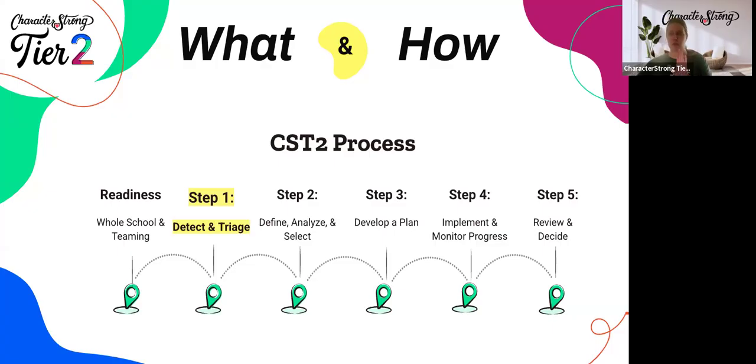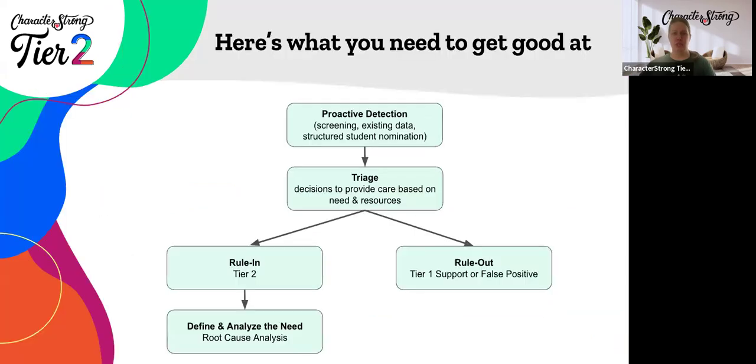So I'm really going to urge you to not skip over preparing your system and engaging in that readiness. Again, if you have more questions as we're going today about readiness or teaming, please let me know, put it in the chat, or unmute. But we're going to jump into step 1. Step 1 is detect and triage, and what this really looks like is this little flow chart here. This is what your team is going to get really good at doing.